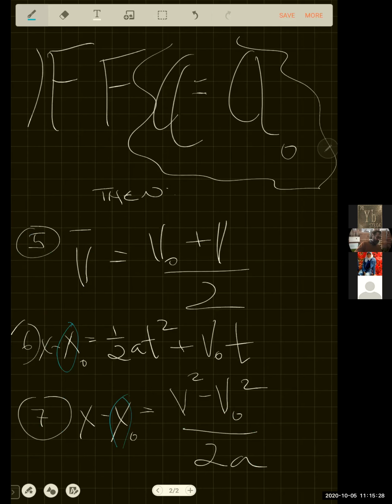But that said, these equations are only true, notice this is if and only if. These three equations are now only true if acceleration is a constant. But with those equations in mind, I'm going to give us all one last exercise to do right here to see how we're doing.